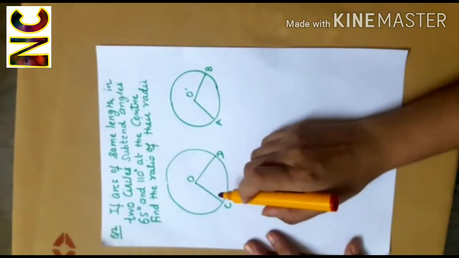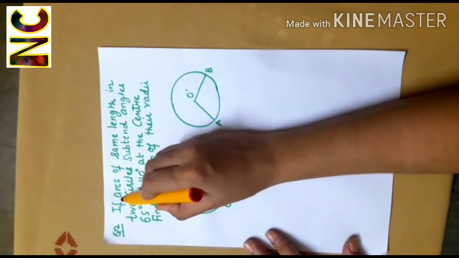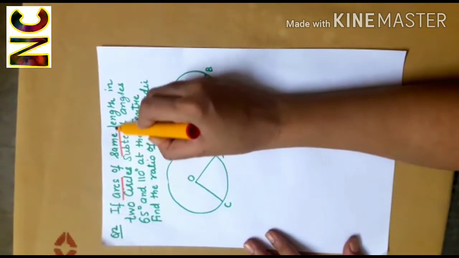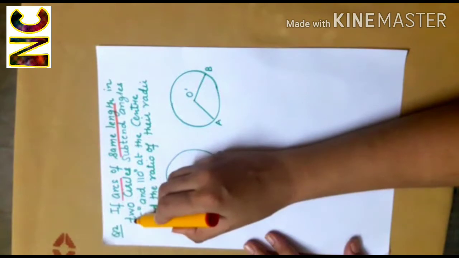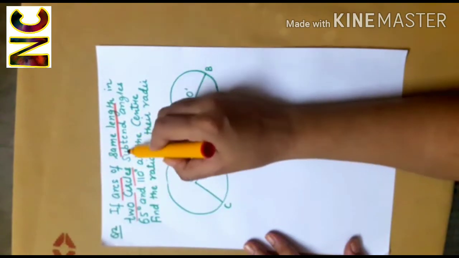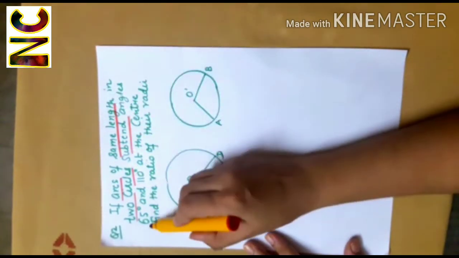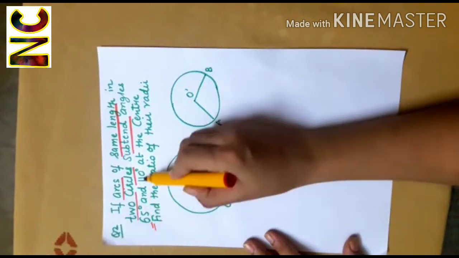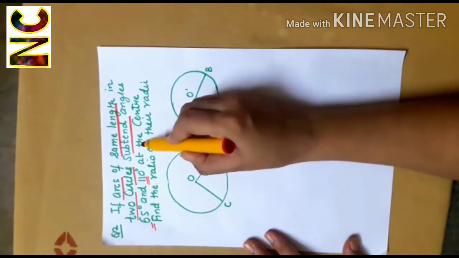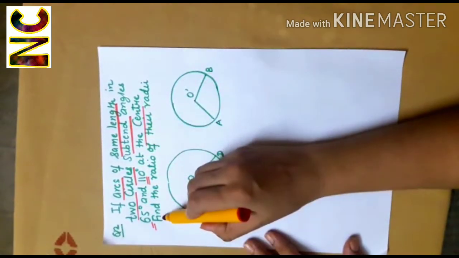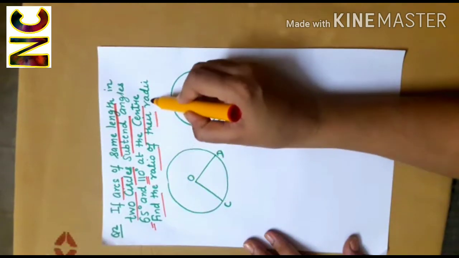Let's take another question. If arcs of the same length in two circles subtend angles 65 degree and 110 degree at the center, find the ratio of their radii.